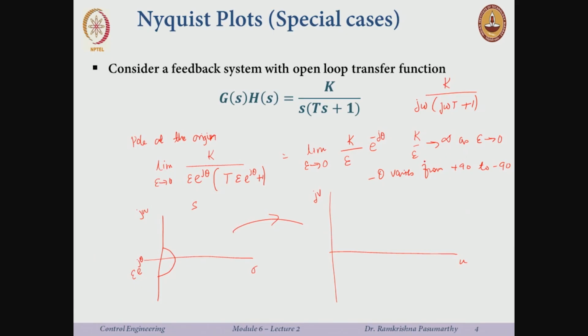As epsilon tends to 0, the magnitude goes to infinity, and the angle goes from plus 90 to minus 90. So I will just have an arc like this, of radius infinity, and it will travel in this direction, here, here, here and here. This is just to do with the pole at the origin, and the rest of the Nyquist plot follows the same procedure as before.